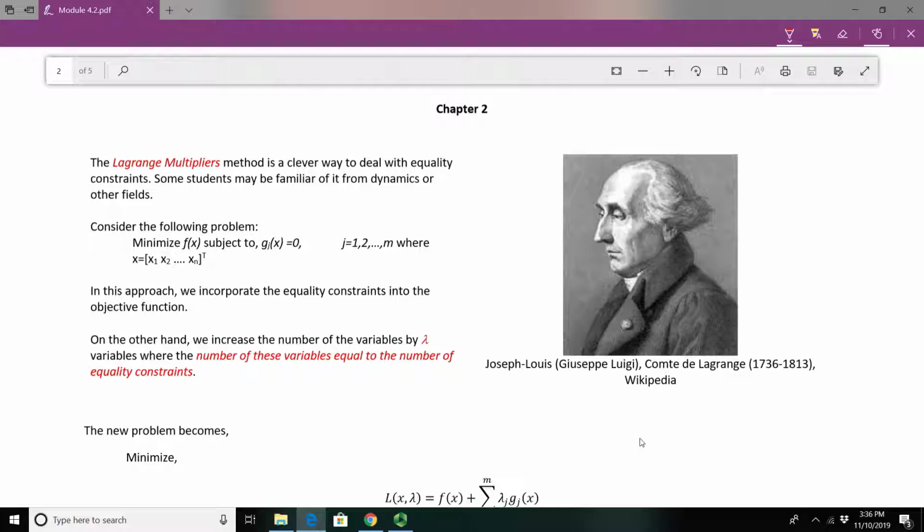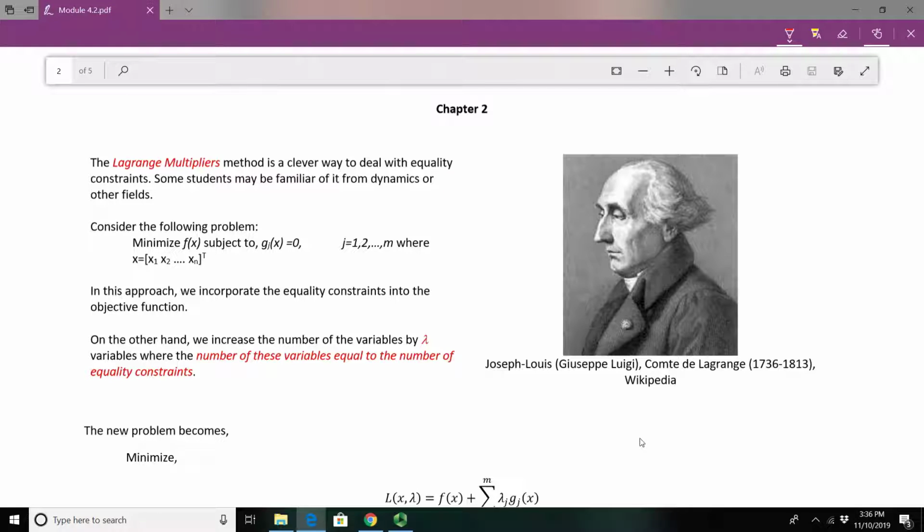Lagrange was one of the smartest people ever alive, without exaggeration. And some of you may be aware of it if you have taken dynamics or from other fields. The method is fairly universal and applied to many fields.